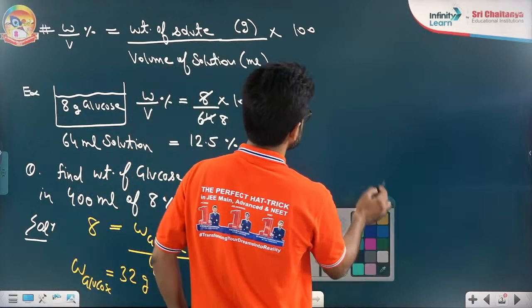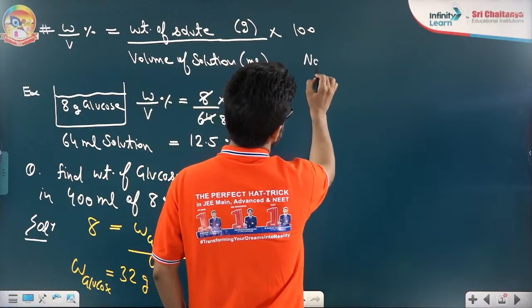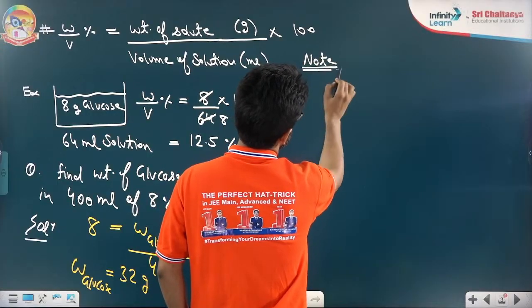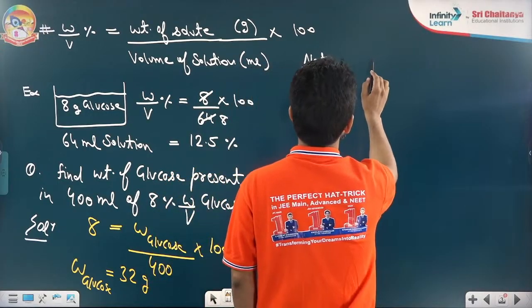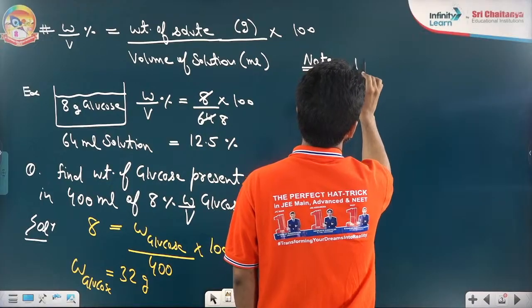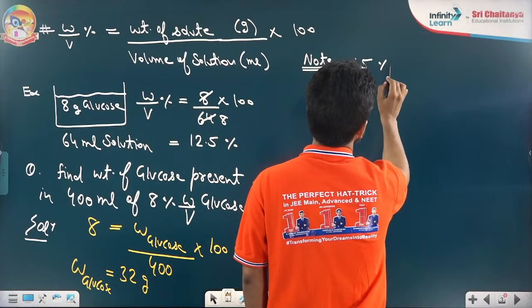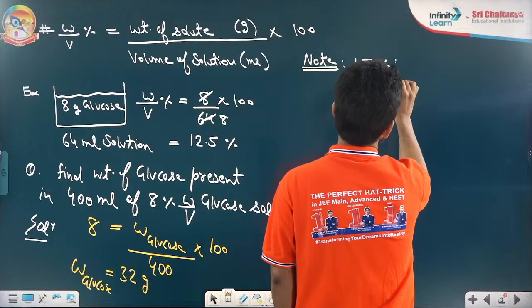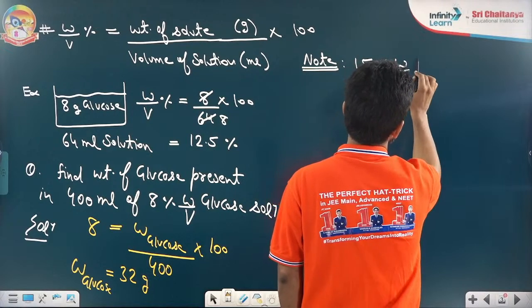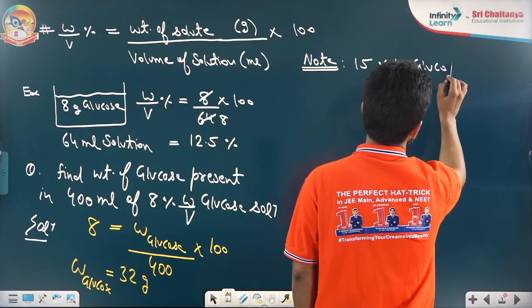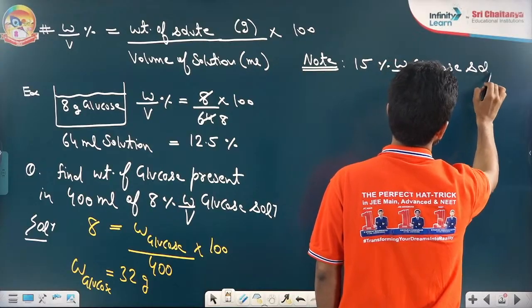Imagine in a question, they gave you this data. They write that it is, imagine, a 15% weight by weight glucose solution. Someone gave you this data.